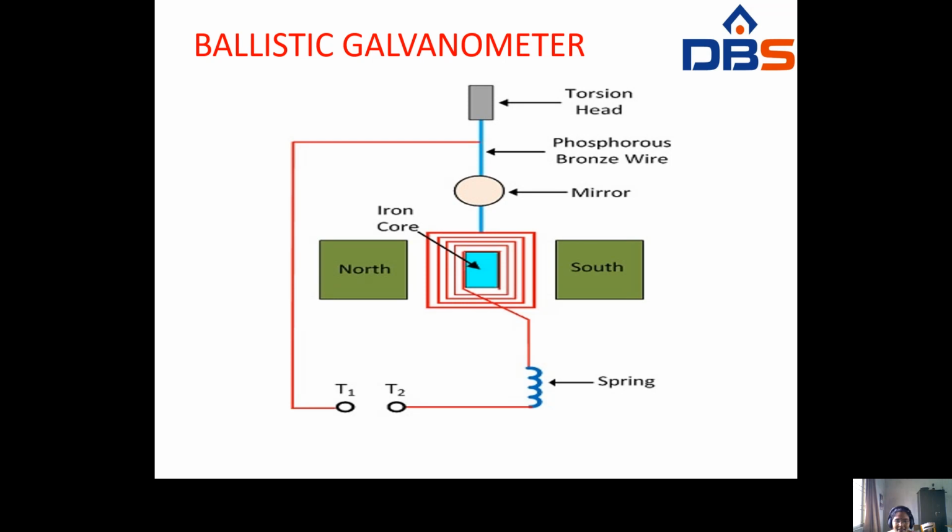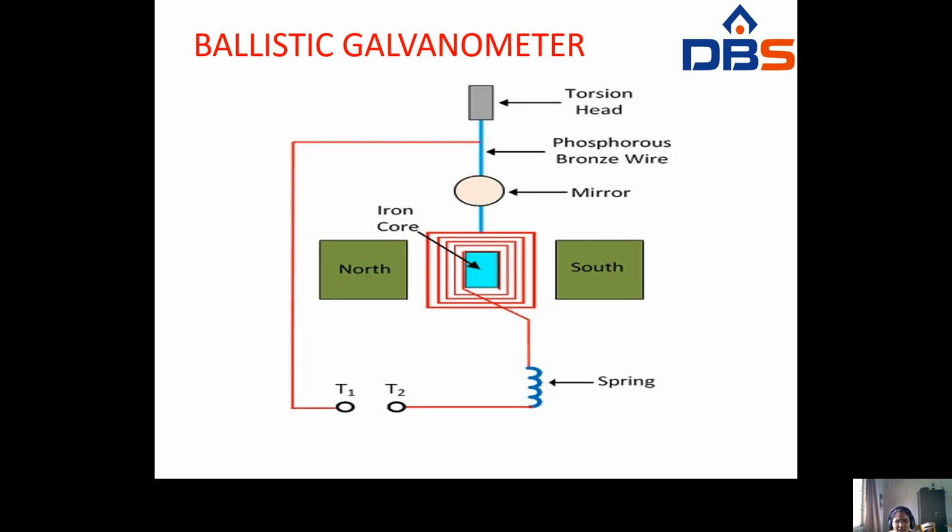So this is the iron core, and this consists of two poles. One is a north pole and another one is a south pole. Here you have to place one mirror through one spring. You have to connect two wires, two terminals T1 and T2, through a phosphor bronze wire.